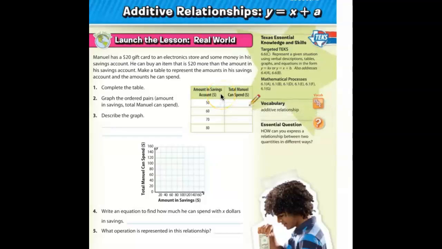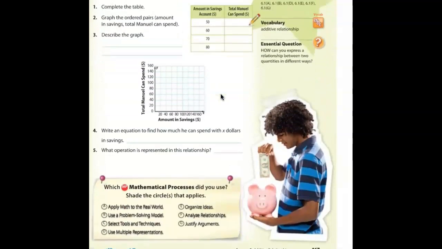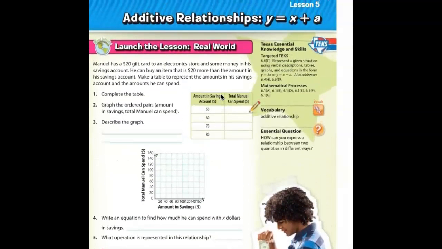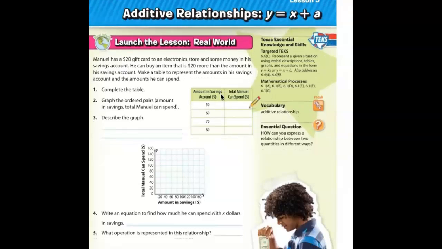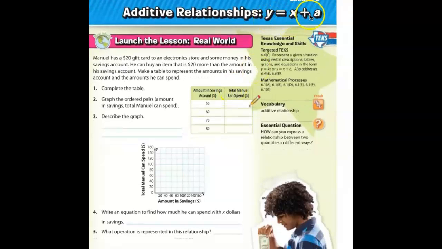Okay, today we're continuing with talking about algebraic relationships, specifically additive relationships is what we're going to focus on today. You need to be on page 467, and this is chapter 6, lesson 5. And if you'll notice up here in the title, y is equal to x plus a.